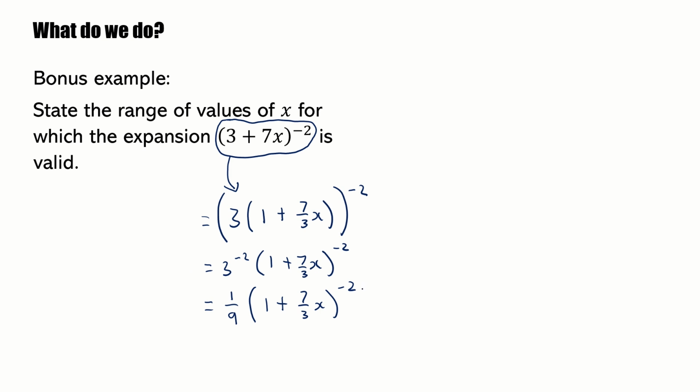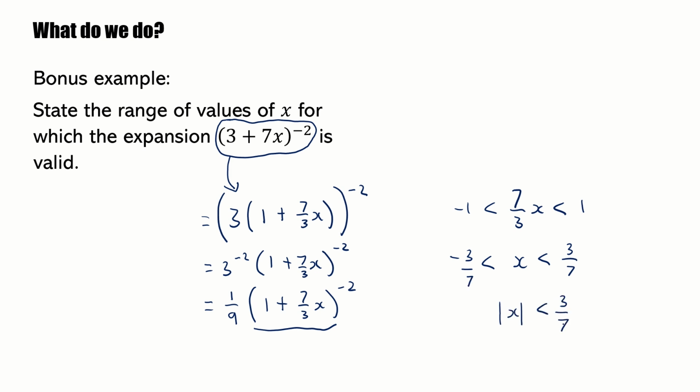However, that therefore gives us a clue as to what the valid values are for it, because now this is an expansion just like the other ones we've just been dealing with, so therefore the valid values would be 7/3 x is between -1 and 1, so therefore x is between 3/7 and -3/7. Or alternatively, modulus of x is less than 3/7.